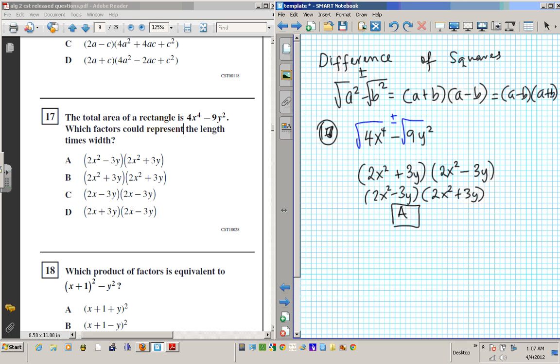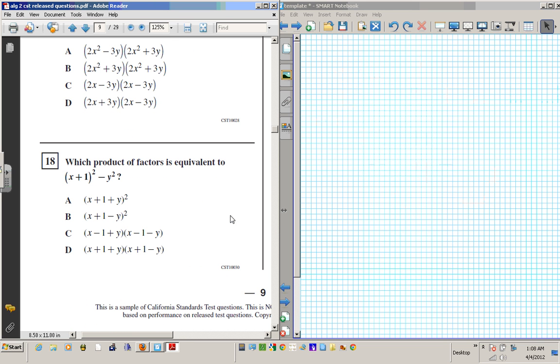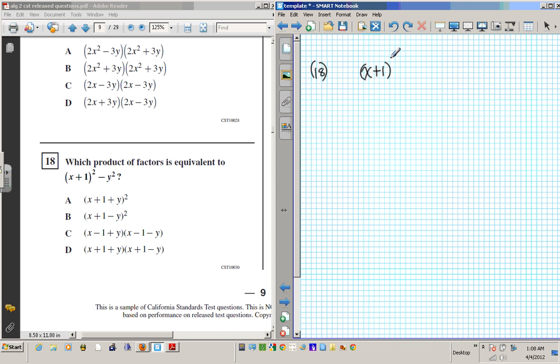Alright, let's move on to question number 18. Check this out. Question 18, it says, what product of factors is equivalent to the given? Alright, so this one is also assessing our mastery of the difference of squares, because for number 18, you have a square, x plus 1, being subtracted from another square, y squared.